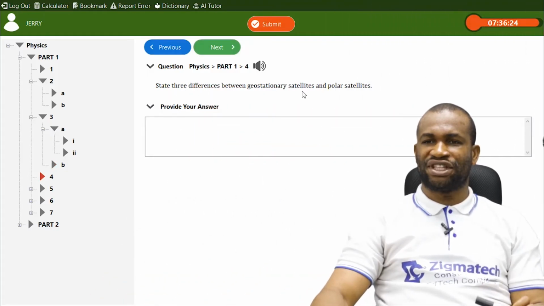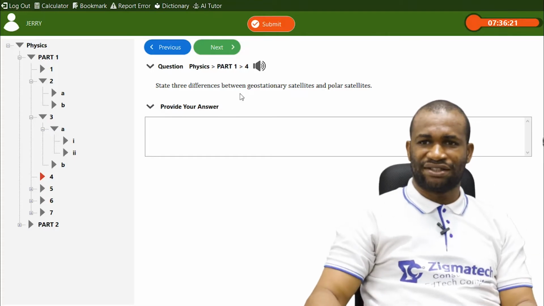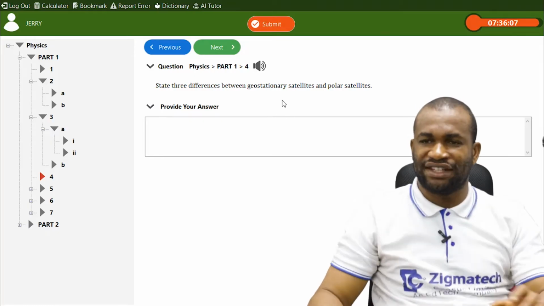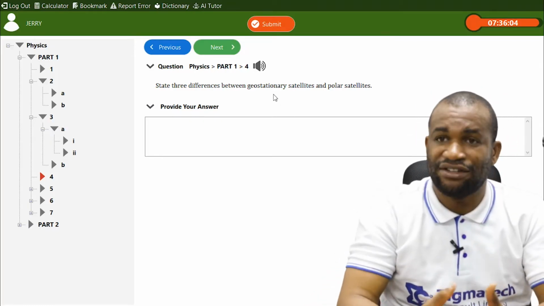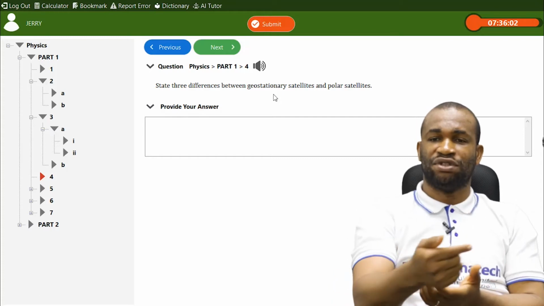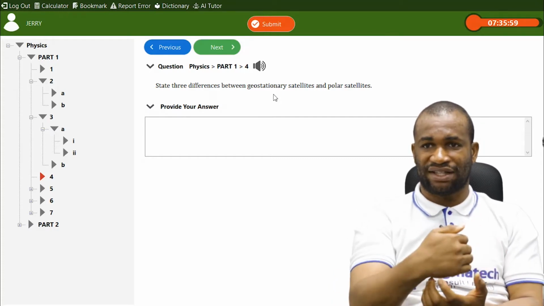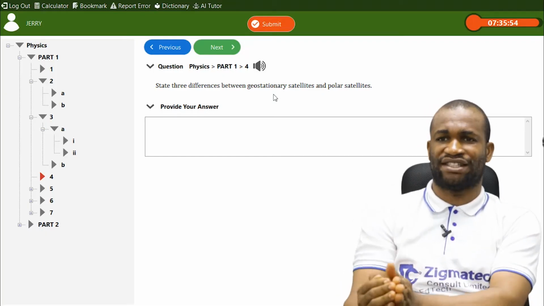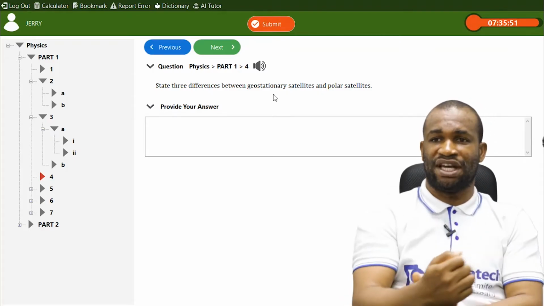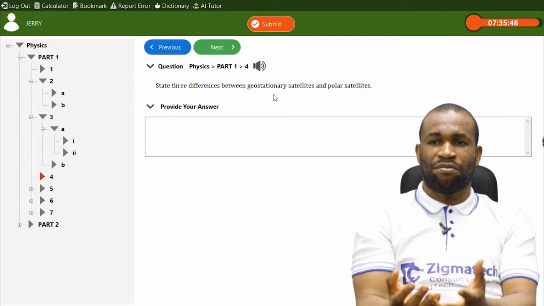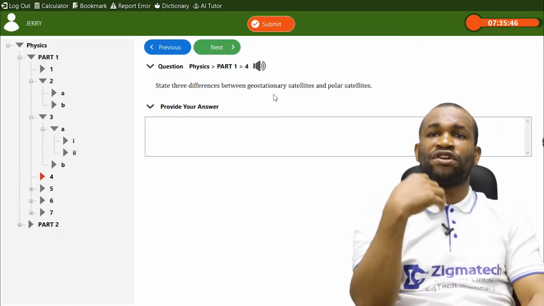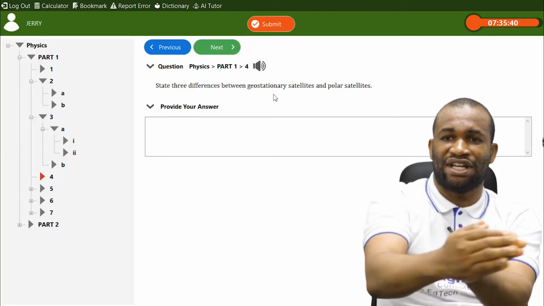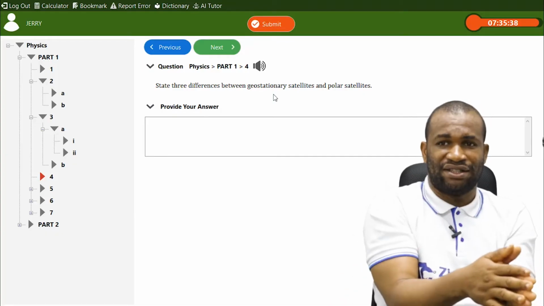State 3 differences between geostationary satellite and polar satellite. Okay, when we talk about a geostationary satellite, we are talking about a kind of satellite that orbits with the speed of the Earth, that orbits in the direction of the Earth. So they follow the direction that the Earth is following. And most times they move at the same speed with the Earth. So another observer on the Earth who is watching the satellite will be seeing it moving in the same direction as the Earth or being stationary. You understand?